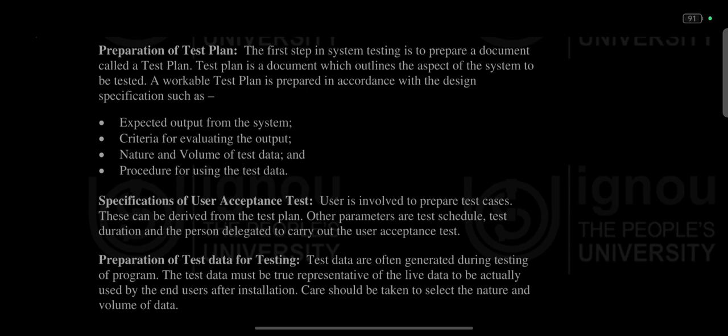Specifications of user acceptance test. The user is involved to prepare test cases. These can be derived from the test plan. Other parameters are test schedule, test duration, and the person delegated to carry out the user acceptance test.